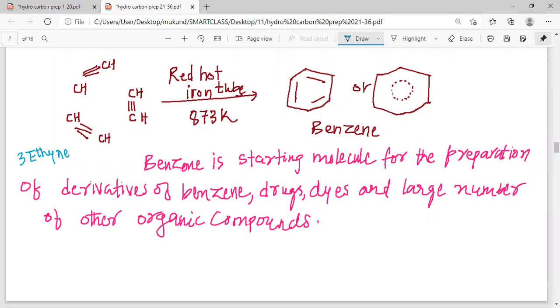We have three ethine molecules. These three ethine molecules, when passed through a red hot iron tube at 873 Kelvin, undergo aromatization and we get benzene produced over here. Benzene is a starting molecule for the preparation of derivatives of benzene.